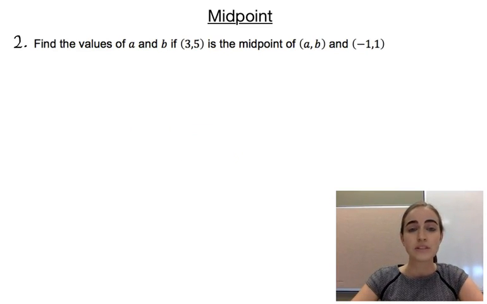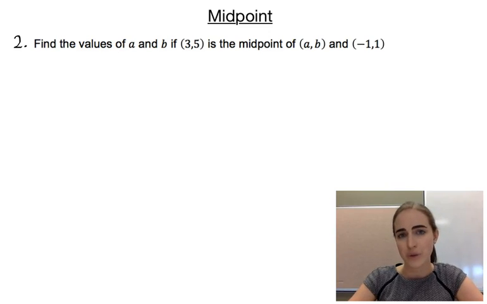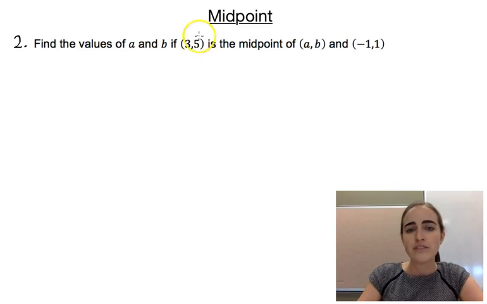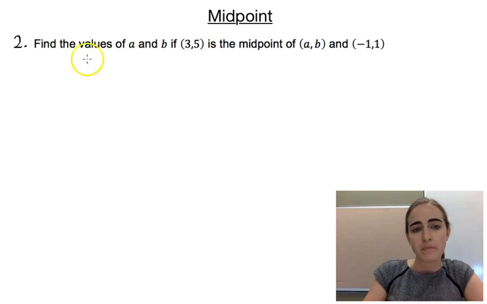Our second example is a little bit different. So it's asking us to find the values of a and b if 3, 5 is the midpoint of a, b and minus 1, 1. So this time we're given the midpoint and we're given one endpoint, but we're asked to find the coordinates of the second point. So the first thing we should do is write down our formula.